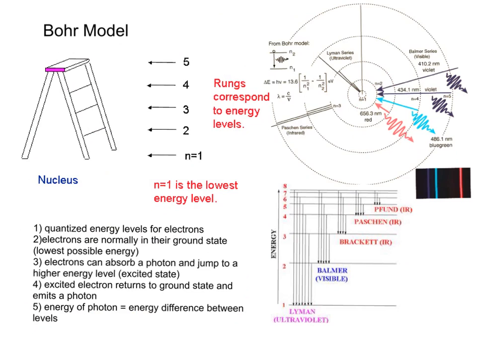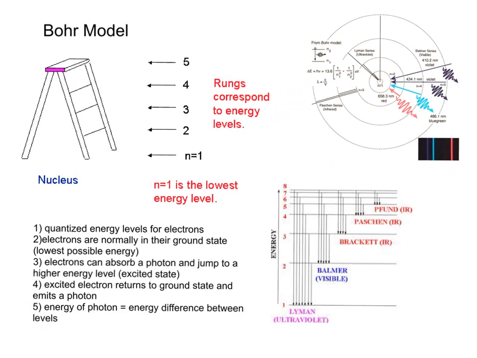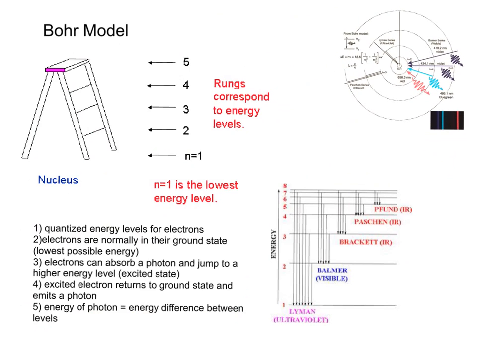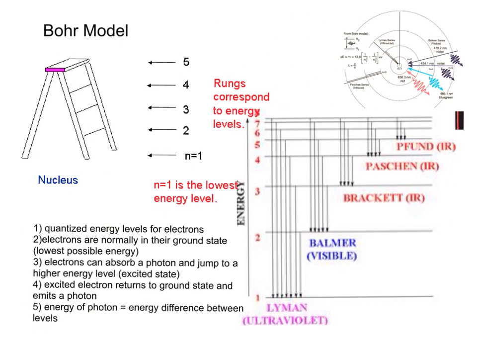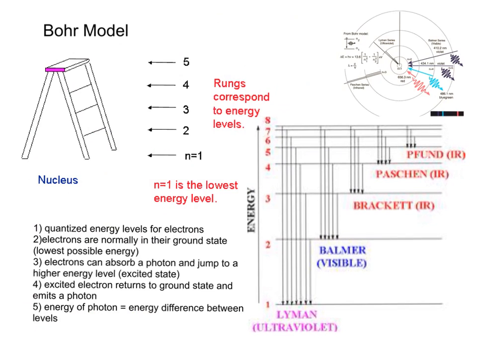So we can start applying the equations we already learned from the first part to this, and we can start asking you to solve for what color you would expect a certain element to emit if it jumps from one energy level to another.